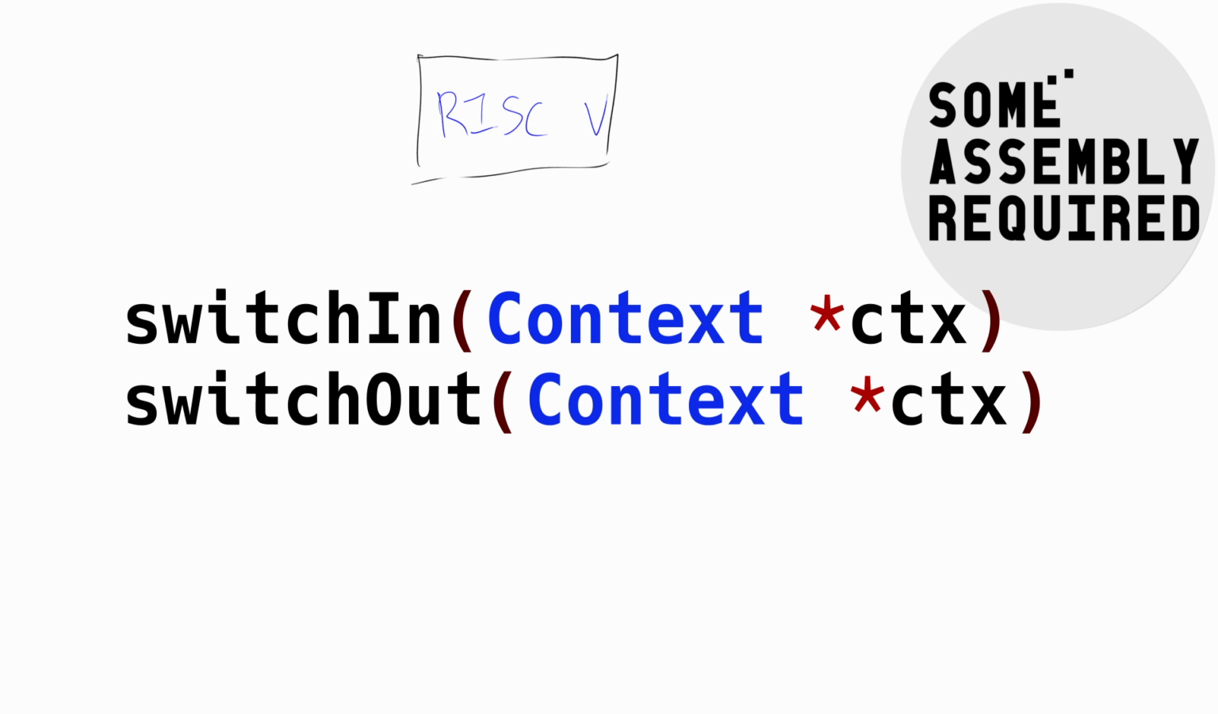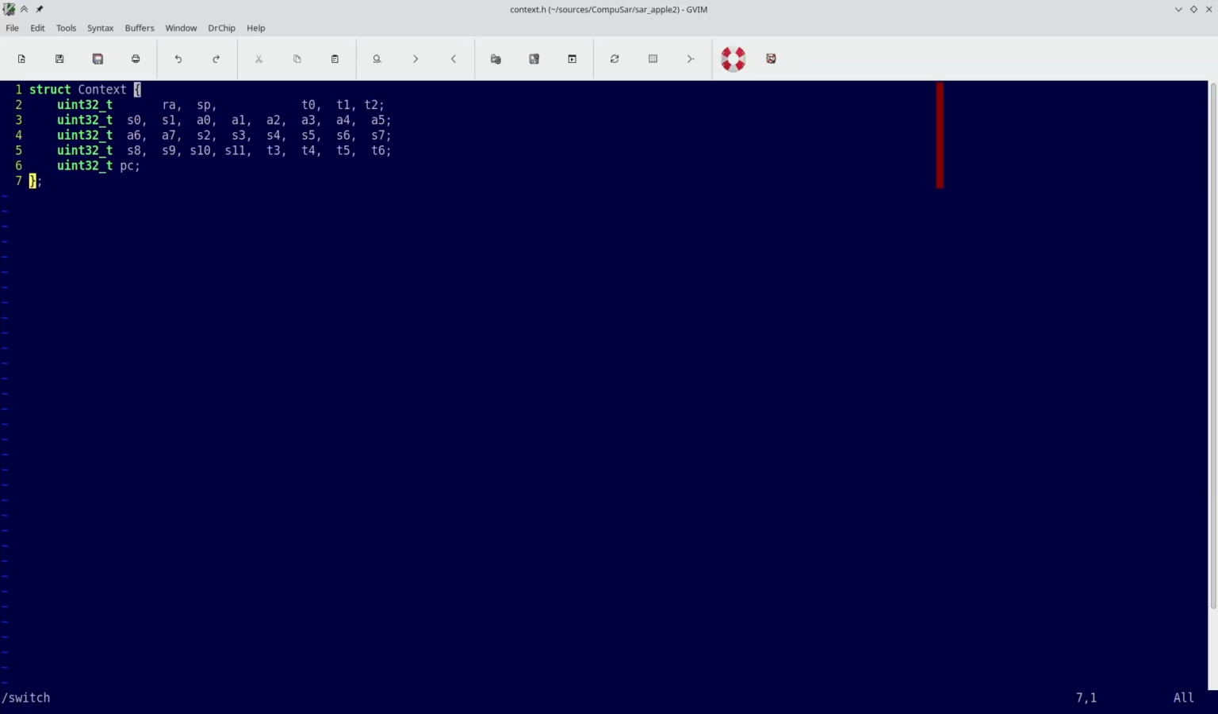By necessity, the switch functions are implemented in assembly. They are, however, called from C++ code. There are a couple of things we need to do in order to make that actually work. First, C++ asks that all functions be declared before they're actually called. So here is the declaration.